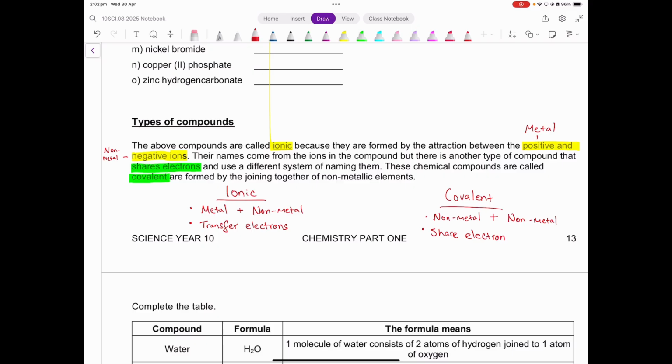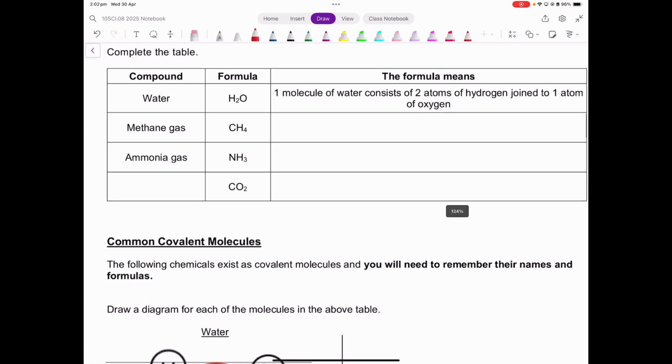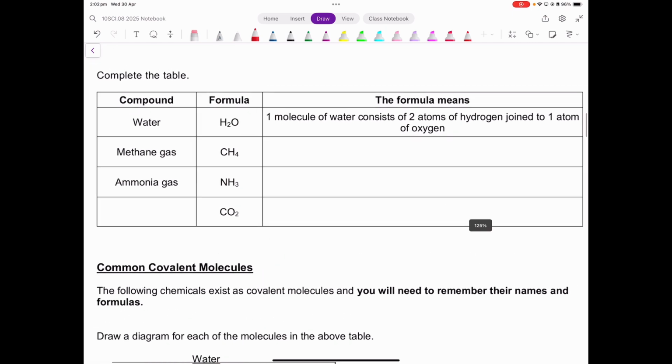So, the reason I note these 2 things in particular, they're the really important parts about identifying ionic versus covalent. Okay? So, if you see a metal in the compound, you're going to think that is ionic. If you don't see a metal in the compound, you're going to think it's covalent. And it also tells us what happens with our electrons. So let's jump in to look at some examples of some different covalent molecules.